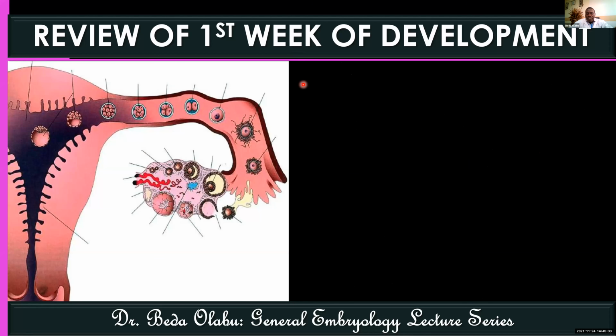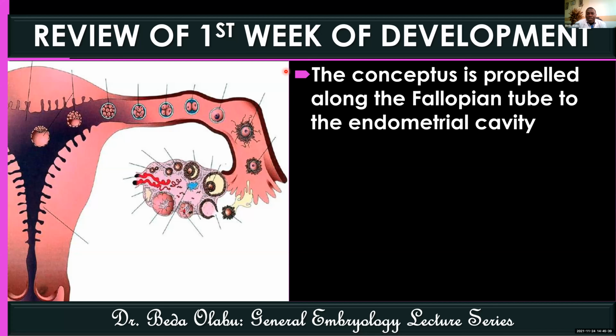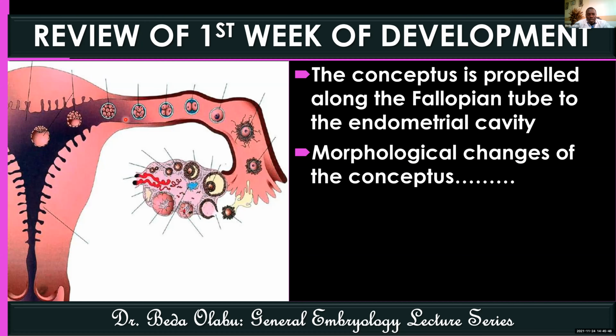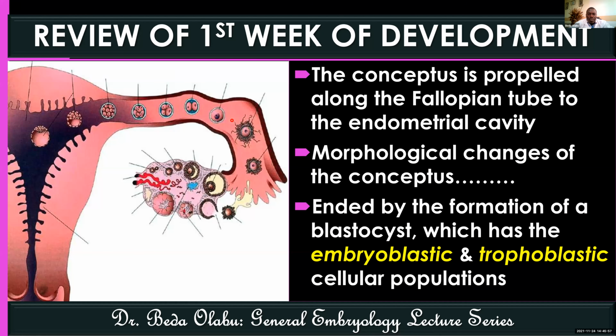Just a review of what we learned in the first week of development: the conceptus is being propelled from the site of fertilization toward the site of implantation. During that movement, there are some morphological changes that the conceptus undergoes. It becomes the zygote first, then the 2-cell stage, then the 4-cell stage, then the morula, and then the blastocyst. At the end of the first week, we have a structure which we call the blastocyst.